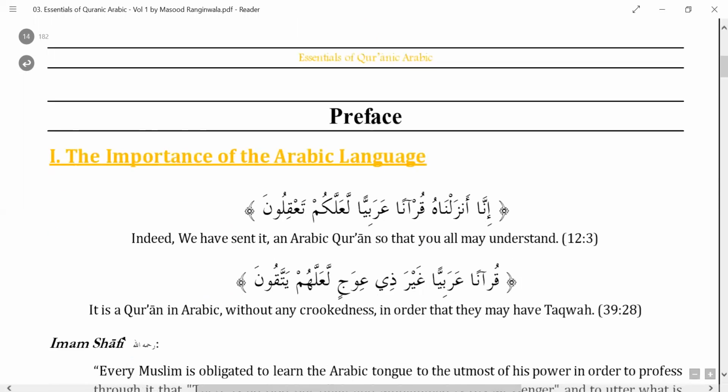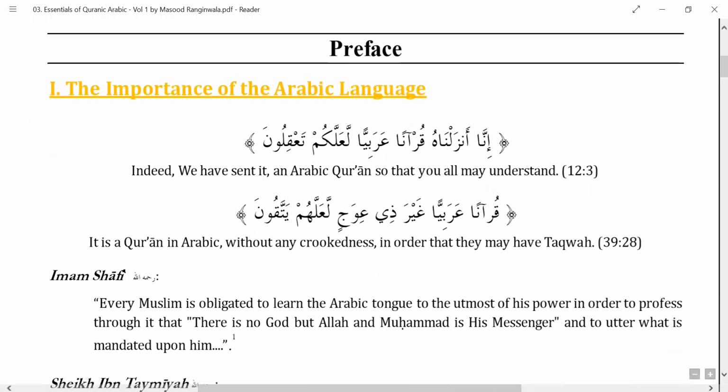Now coming to the preface. Why is it important to learn the Arabic language? Allah subhanahu wa ta'ala says in Surah number 12, ayah number 3, indeed, we have sent it down as an Arabic Quran so that you all may understand. Also in Surah 39, ayah number 28, it is a Quran in Arabic without any crookedness, in order that they may have taqwa.